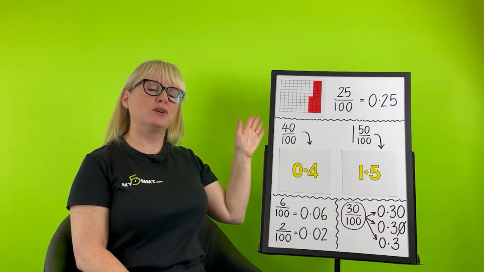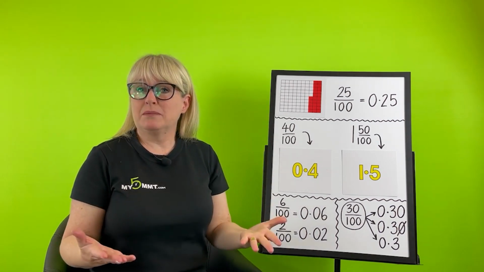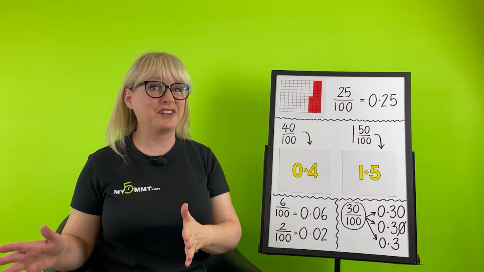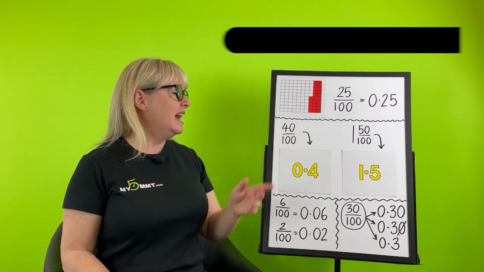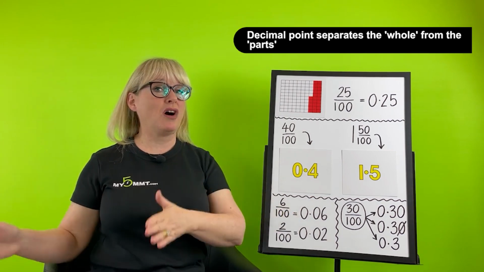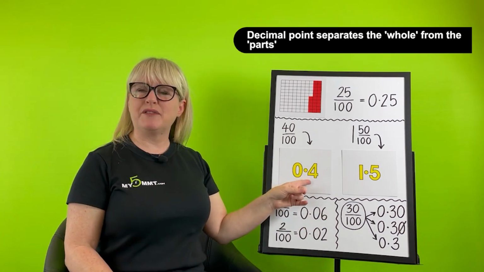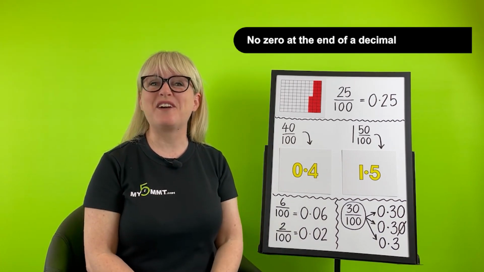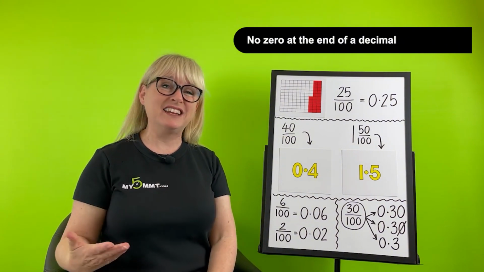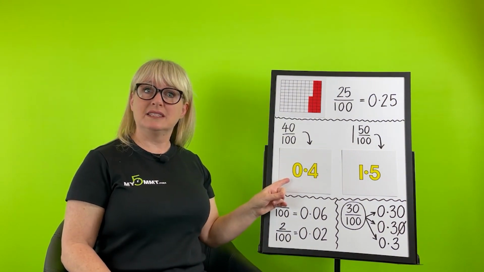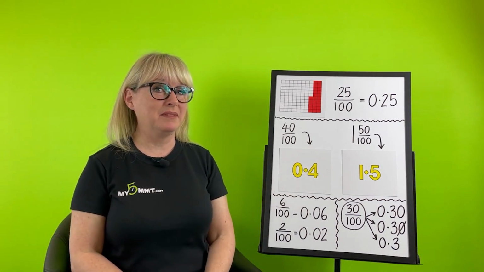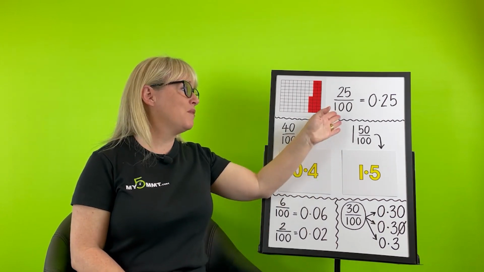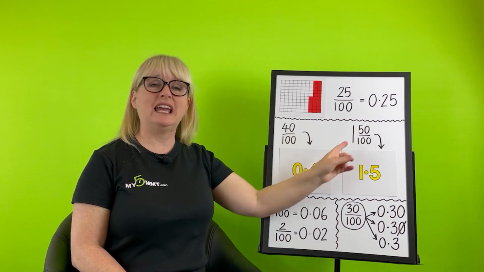Now when I have a look at 40 out of 100, that's not the complete whole. So as a decimal, I put a 0 to say I don't have one complete 100 out of 100 squares coloured in, and I've got a decimal point separating the whole and the parts, but you'll notice I just have a 4 instead of 40, and that's okay. We don't need that 0 at the end of a decimal. So make a note of that. We need a 0 to say there's no complete wholes at the beginning, but we don't need a 0 at the end.